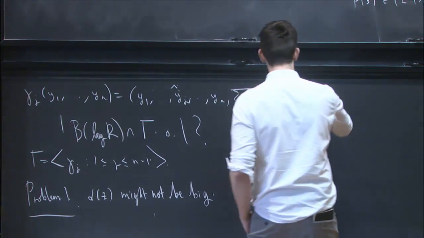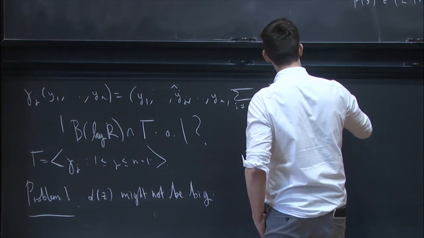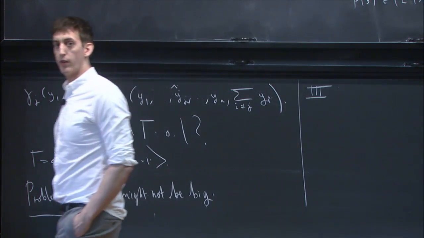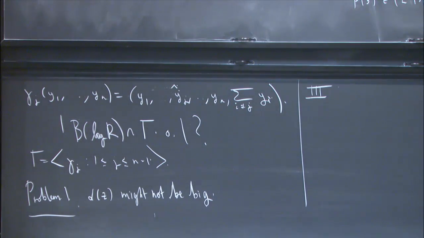Okay, so part three. Let's just ignore this problem for now and say we're going to get around it. And then we actually have techniques to deal with orbits of linear semigroups.